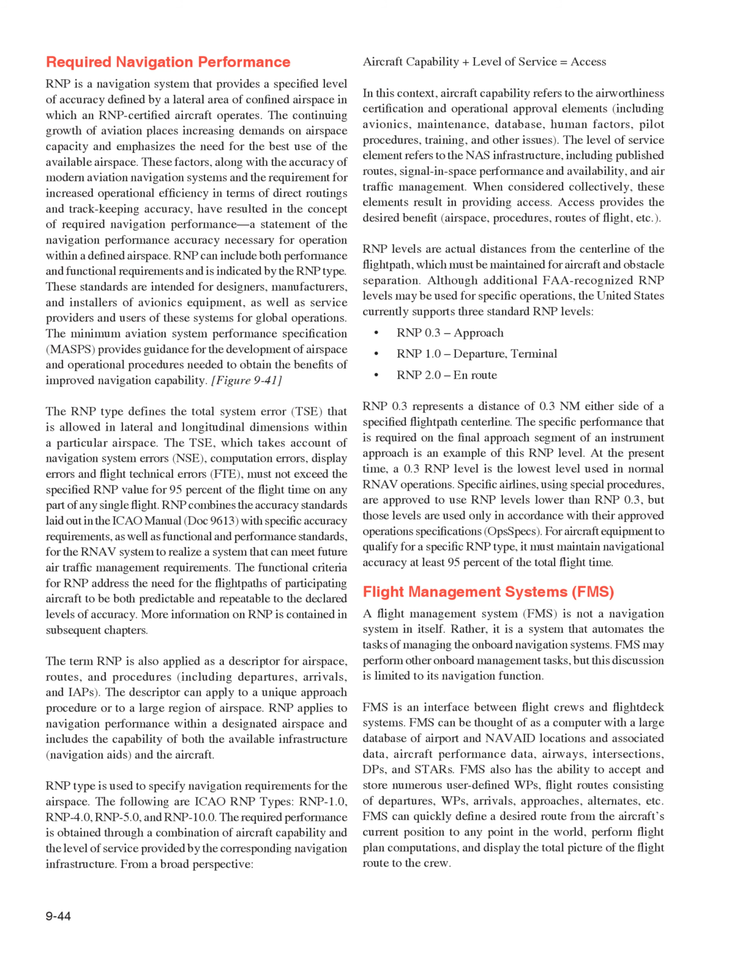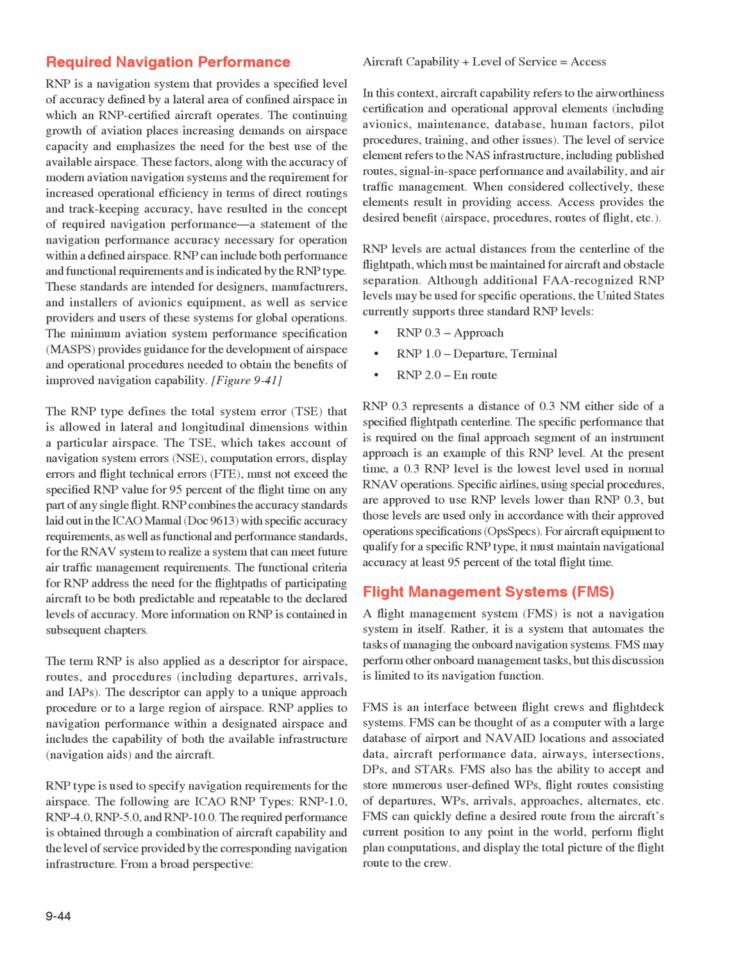RNP combines the accuracy standards laid out in the ICAO manual, Doc 9613, with specific accuracy requirements, as well as functional and performance standards, for the RNP system to realize a system that can meet future air traffic management requirements. The functional criteria for RNP address the need for the flight paths of participating aircraft to be both predictable and repeatable to the declared levels of accuracy. More information on RNP is contained in subsequent chapters.